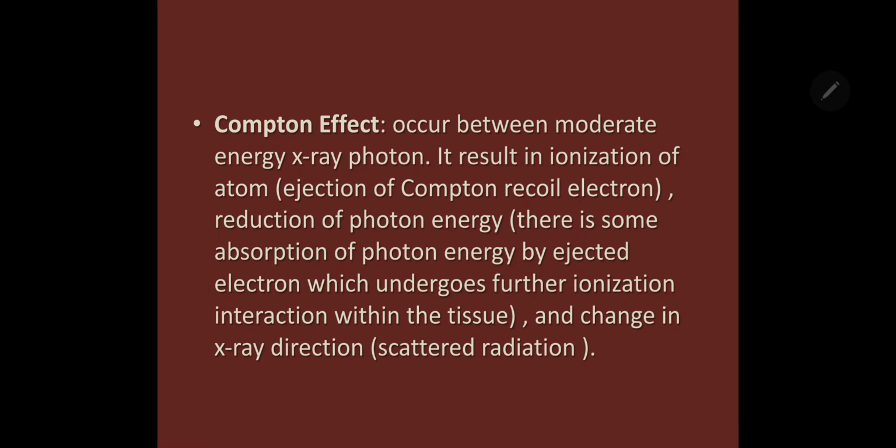Compton effect. When the X-ray photon has moderate energy, it results in ionization of the atom, ejection of a Compton recoil electron, and reduction of photon energy. There is some absorption of photon energy by the ejected electron, which undergoes further ionization interaction with the tissue, and changes in the X-ray direction.